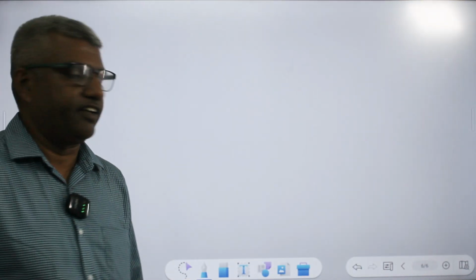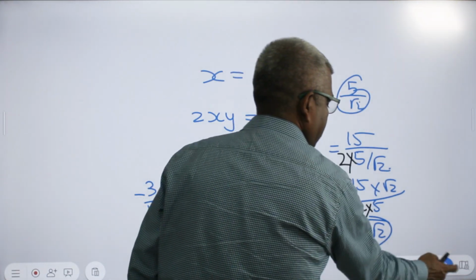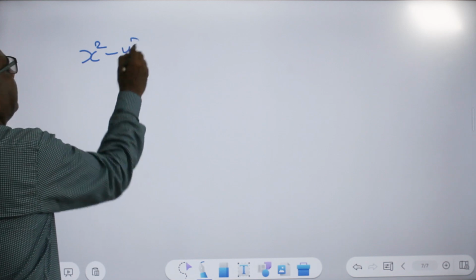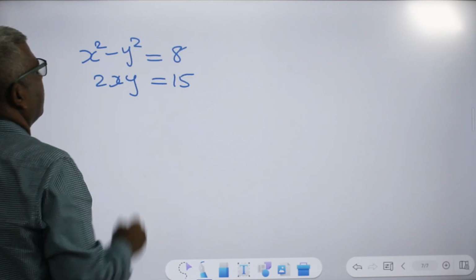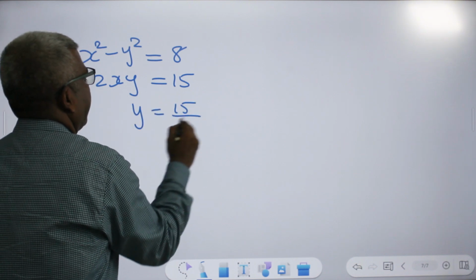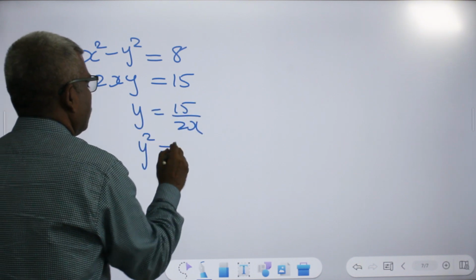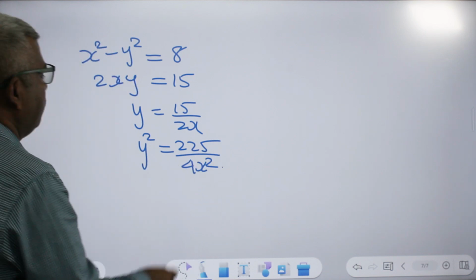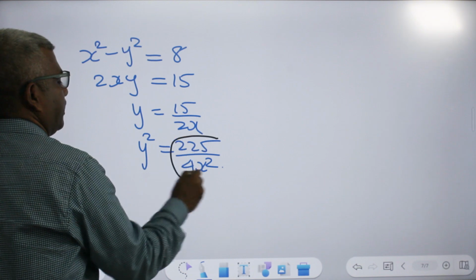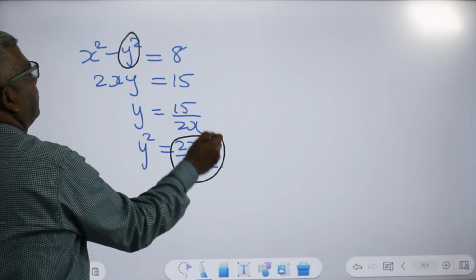Another way to solve it, okay? I solved without a quadratic equation. Now we will solve with the quadratic method. x squared minus y squared equal to 8. 2xy is equal to 15. Okay, y is equal to 15 over 2x, so y squared is equal to 225 over 4x squared. Now, instead of y squared, we can substitute this value.